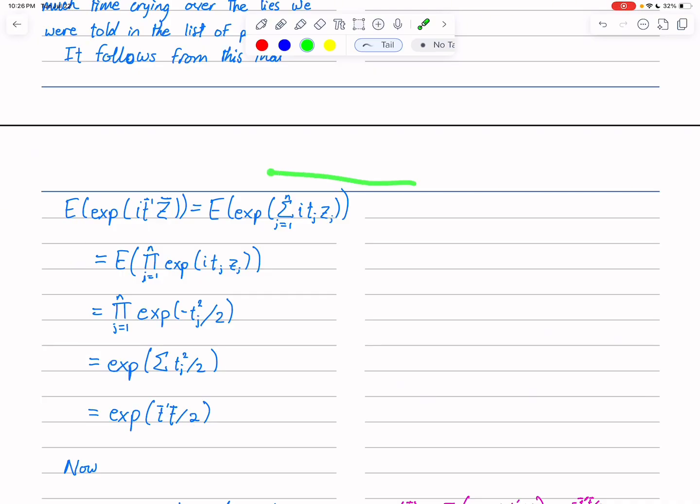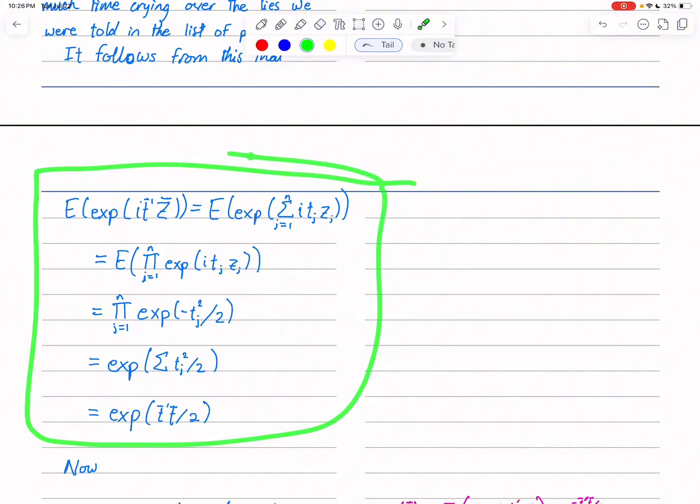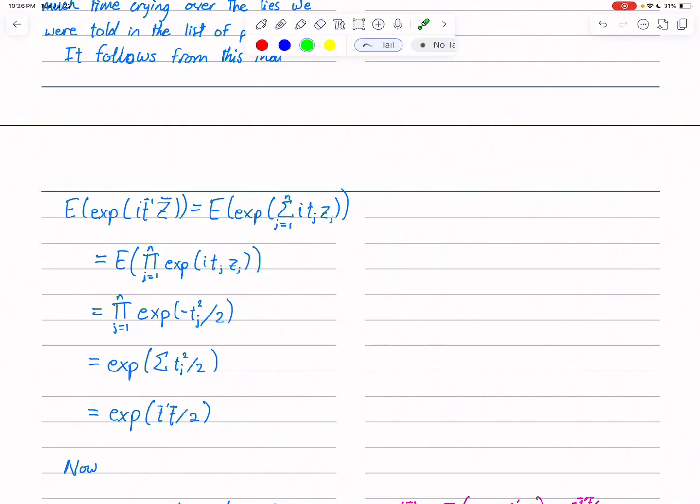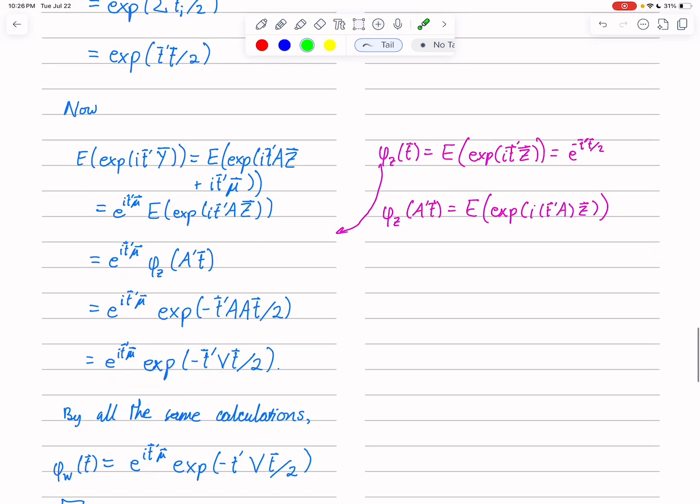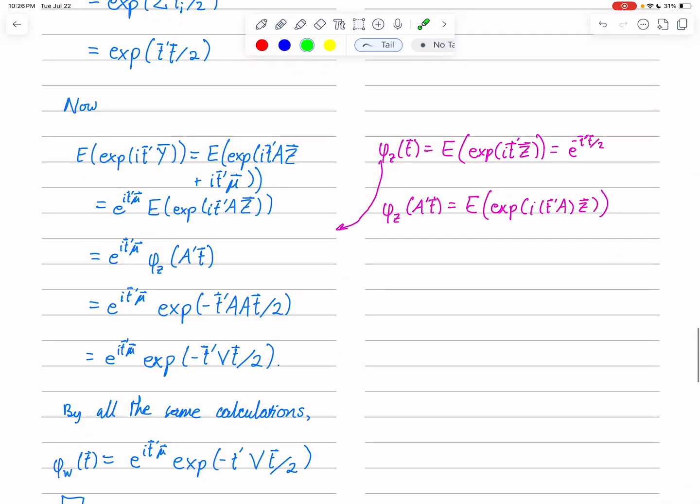And so we get this result. We haven't proved what we set out to prove, but it'll be a useful tool in a minute. So let's now get down to the main proof. For the main proof, we're going to look at the characteristic function, this time for y. The natural thing to do is to expand y.